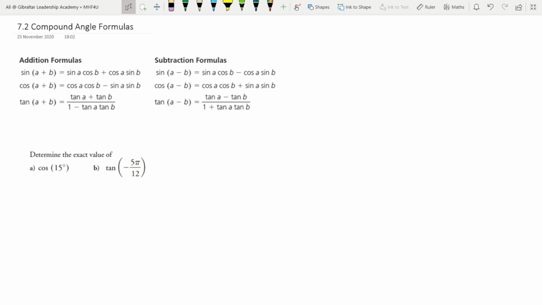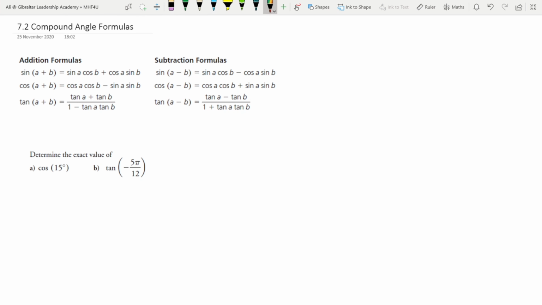Okay, moving on to 7.2 compound angle formulas. We're going to be getting exposed to a new kind of formula that is used to help us split up or to separate angles and use them accordingly, to be able to use special triangle angles from other angles that are given to us. You can see the addition formulas and the subtraction formulas are straight out of your textbook.